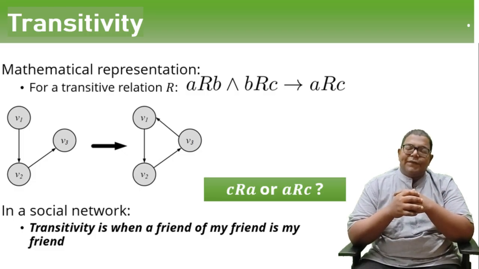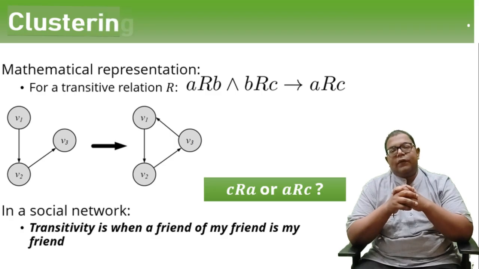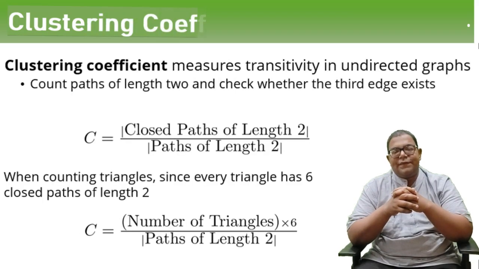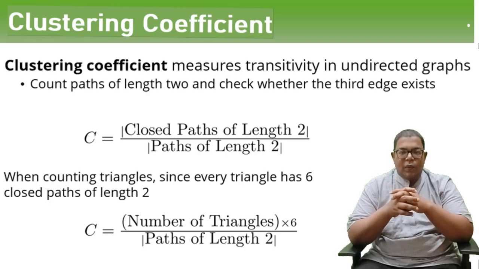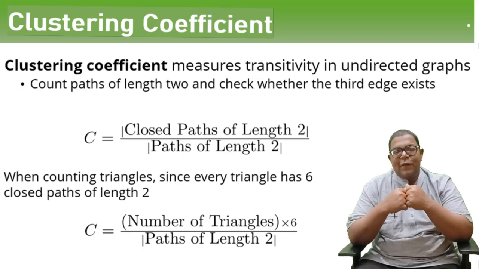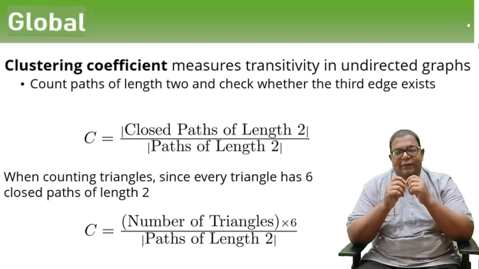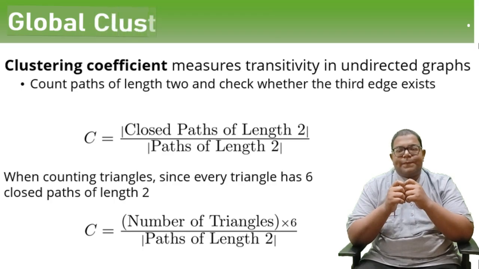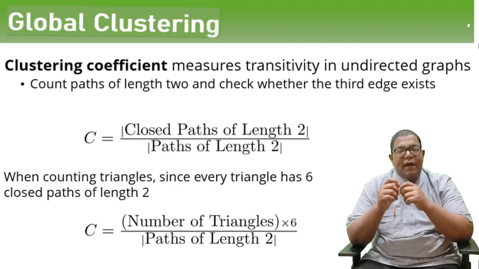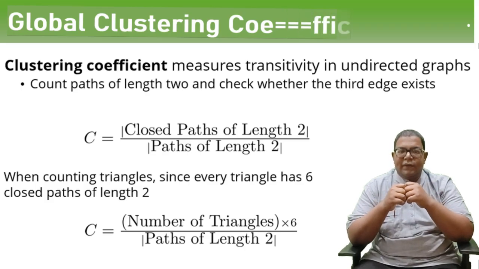To find out transitivity, we have to calculate the clustering coefficient. This clustering coefficient measures the transitivity in an undirected graph. There are two types of clustering coefficient: one, global clustering coefficient, and the second one is local clustering coefficient. Let us see what the global clustering coefficient is exactly. It will find the closed paths of length 2 and divide by the paths of length 2.